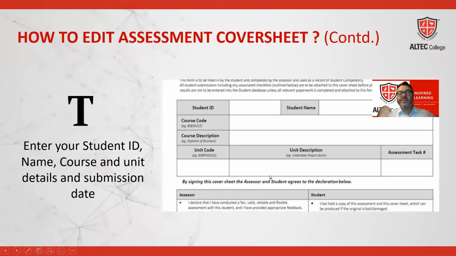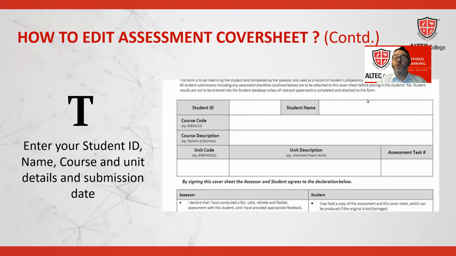The information we need to see on this cover sheet are things like your student ID, your student name, the course code that you are doing, for example, the Diploma of Leadership and Management, the description, the Diploma of Leadership and Management, the unit code, the unit description, and the task that you are submitting. So for example, the unit code might be BSB SUS 501, and you might be submitting developing sustainability policies here, and there might be 1, 2, 3 tasks.